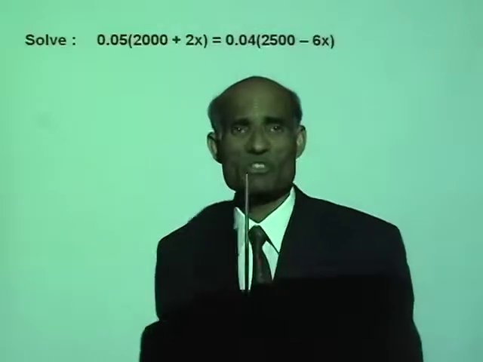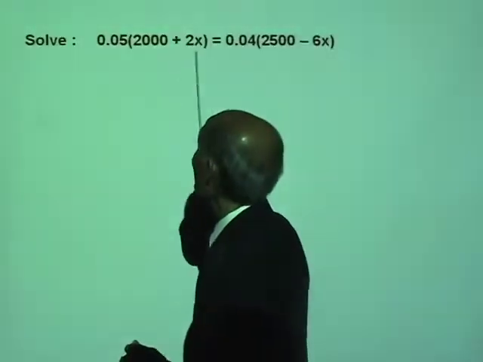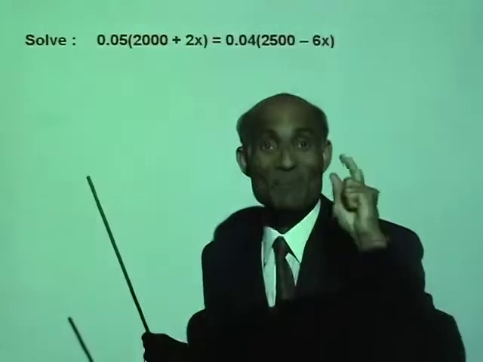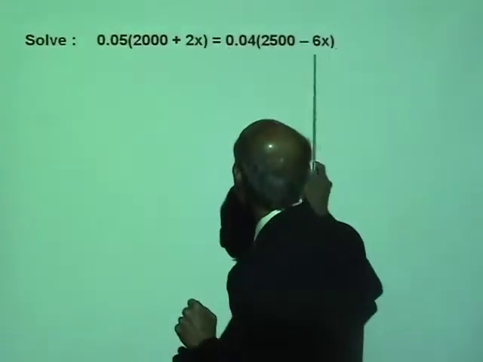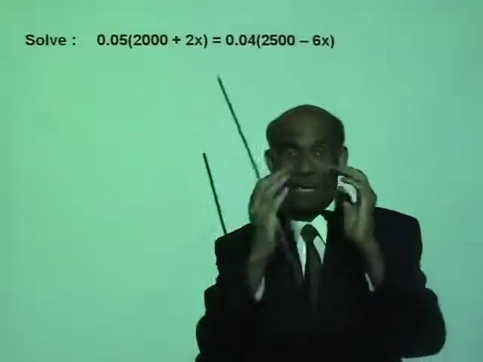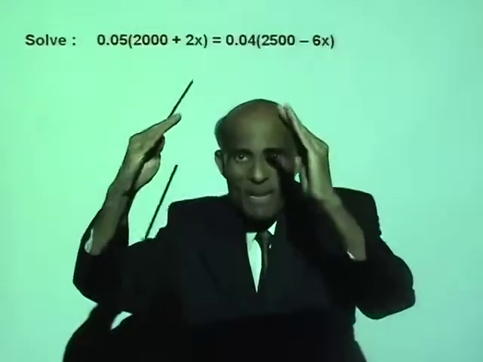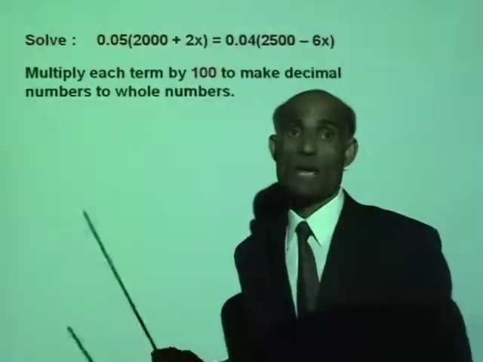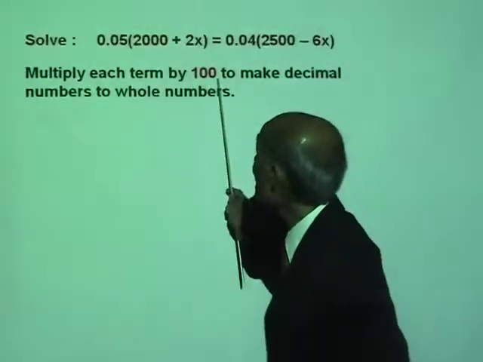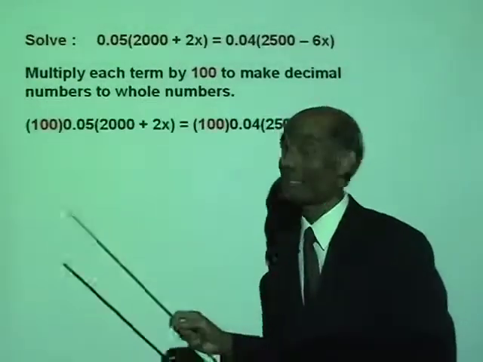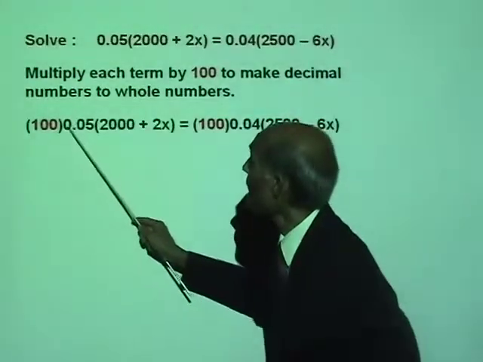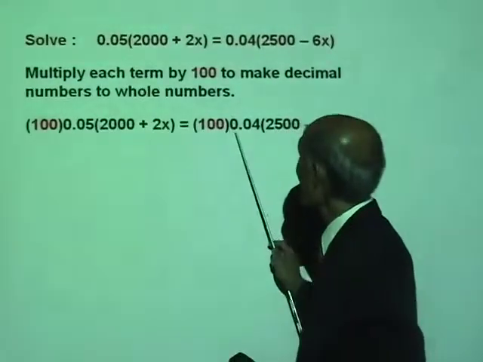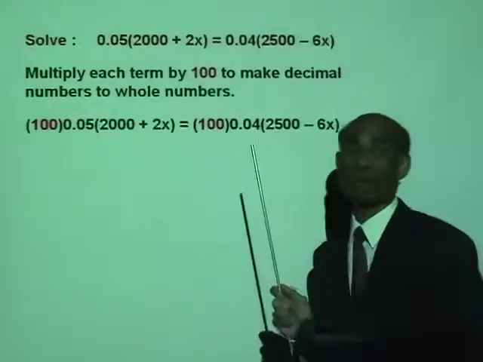Now before that, let me ask you, how many terms are there on the left? There is only one term on the left. There is only one term on the right, because 0.04 is multiplied by the quantity. It is a single term. Okay, multiply each term by 100. Let's do that. 100 times this quantity equal to 100 times the quantity on the right.